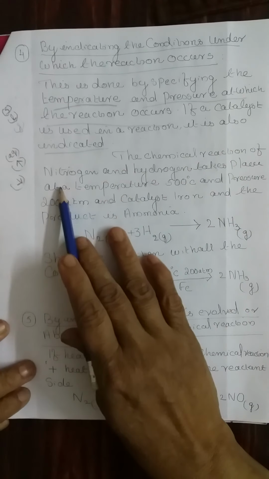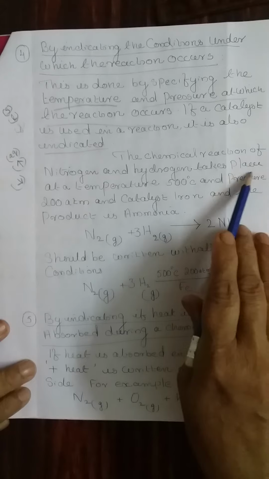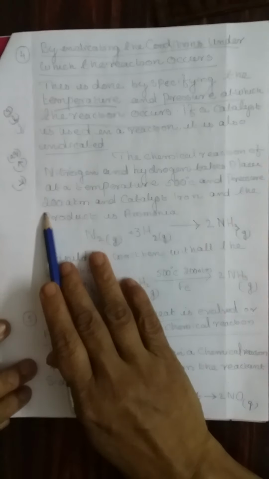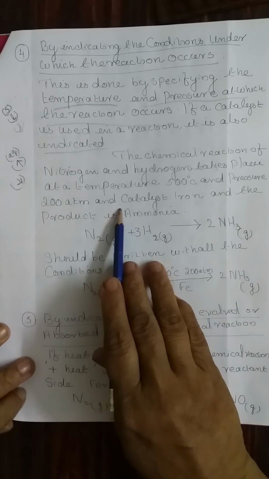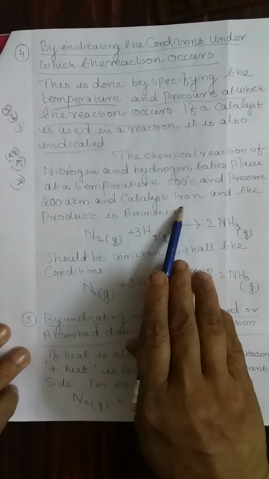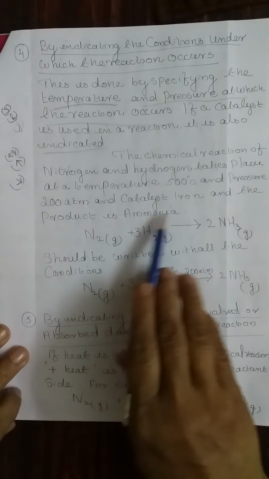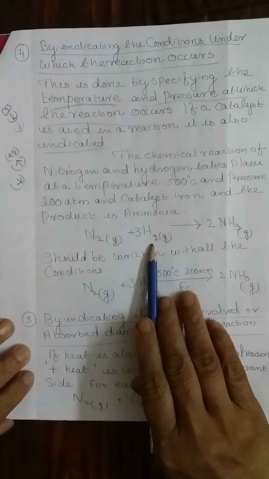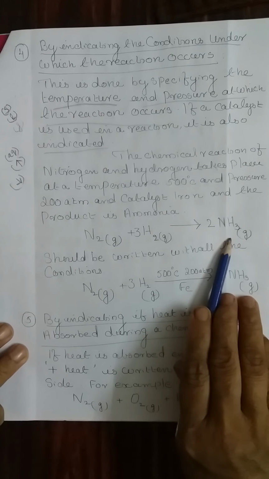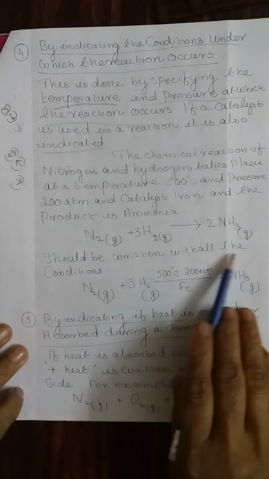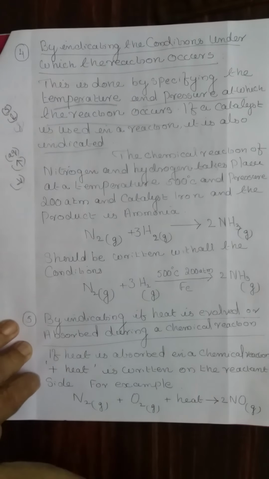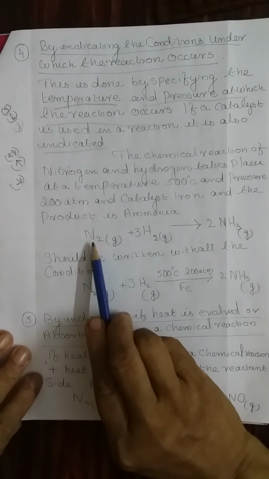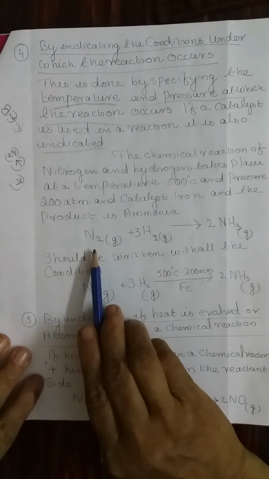The chemical reaction of nitrogen and hydrogen takes place at a temperature of 500 degrees centigrade and a pressure of 200 atmospheres, and a catalyst, iron, is used, and the product is ammonia. You already studied this chemical reaction. Nitrogen reacts with hydrogen and forms ammonia. Now, in order to make it more informative, since what you studied only represented whether it is gas, solid, liquid and so on, we can write the balanced equation like this.